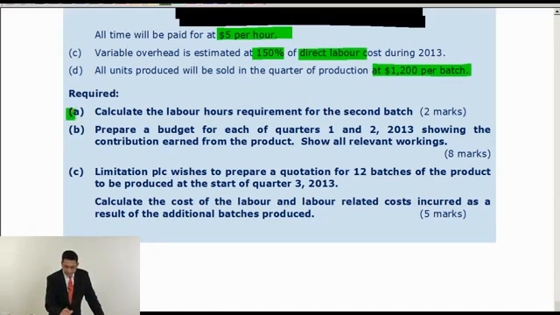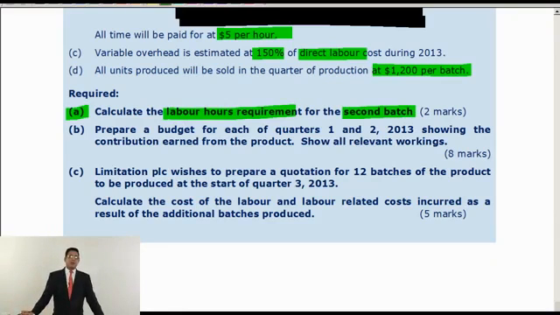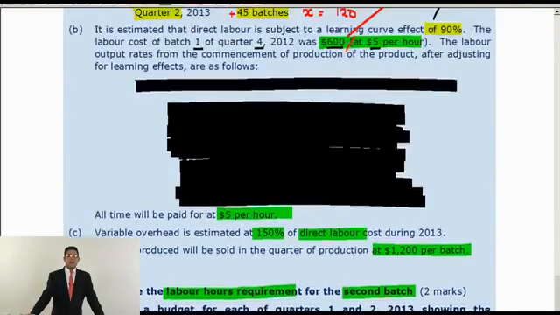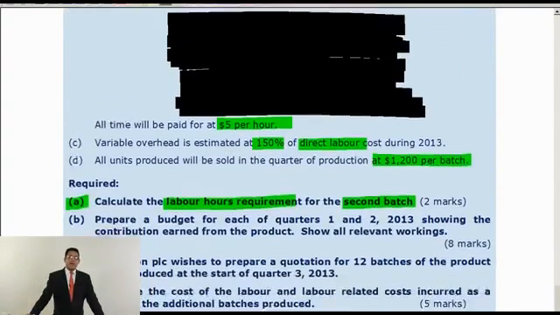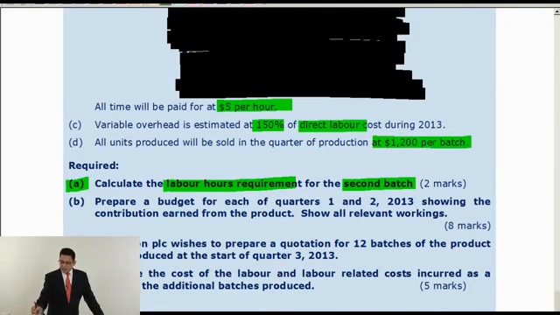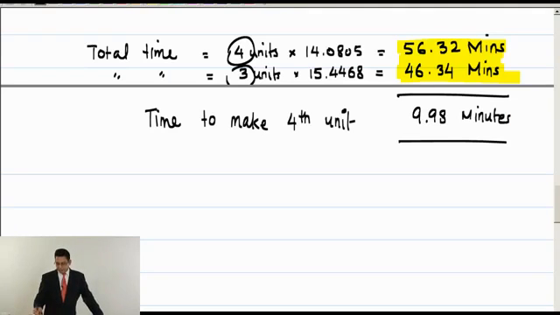Now, requirement A is a very small requirement to warm up. Calculate the labor hour requirement for the second batch. Remember, the first batch, which is A, takes 120 hours, and requirement A is to calculate the labor hours for the second batch.